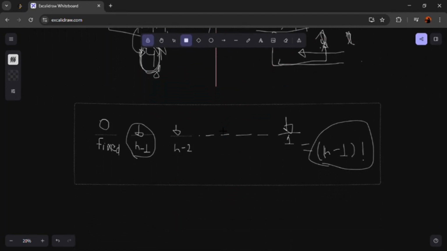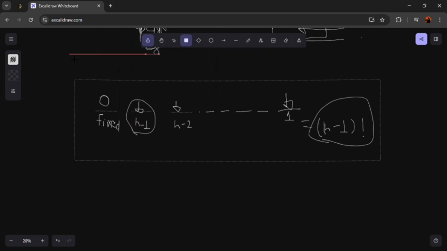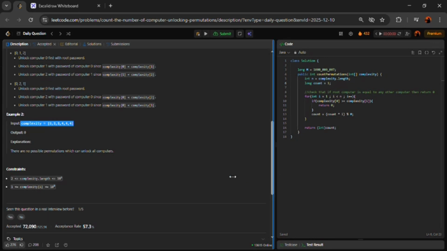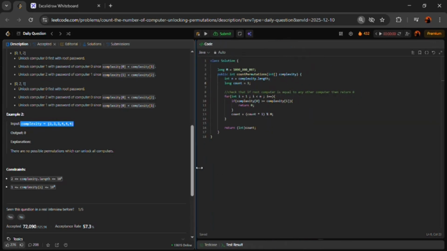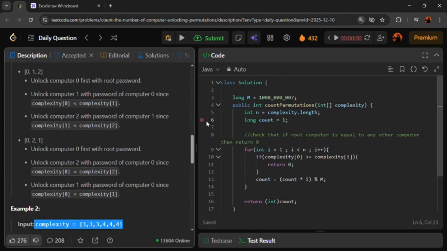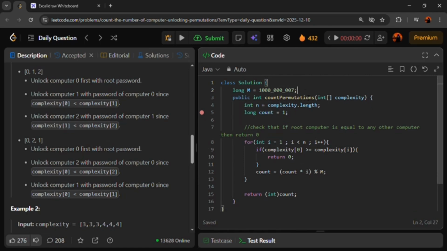Okay, now the coding part is very easy, so I will show you the code which I wrote here. Okay, initially I take the modulo m, because the answer may be large, so that's why I take modulo m, and complexity length, and the count 1 for finding the possible permutation.